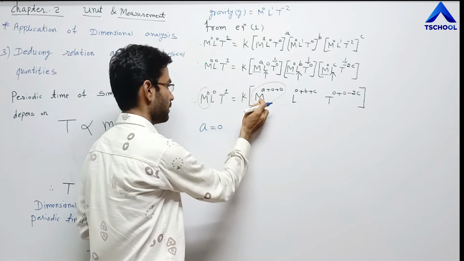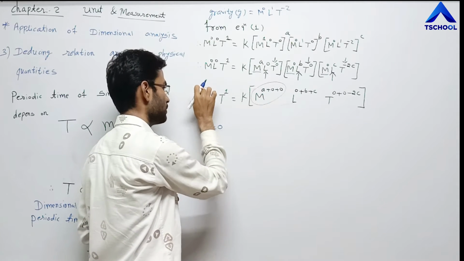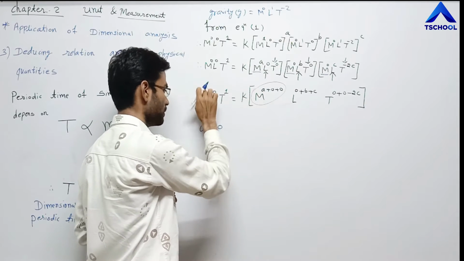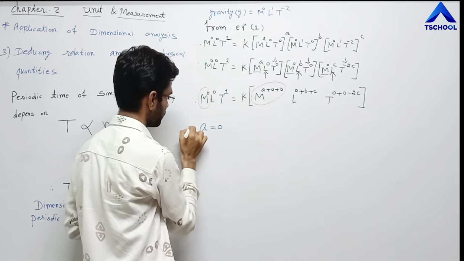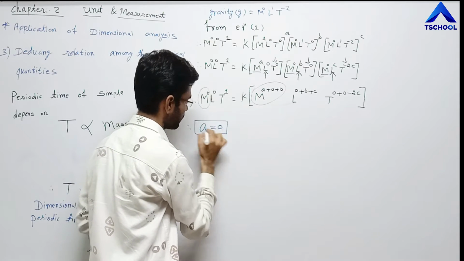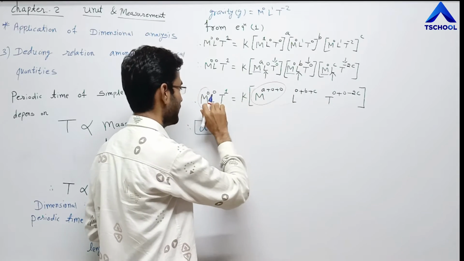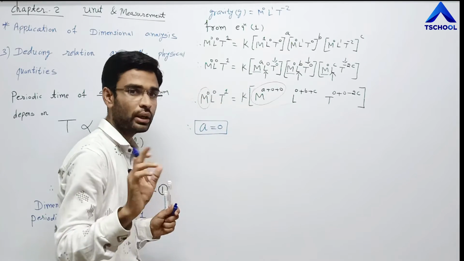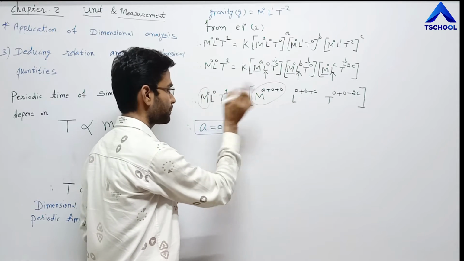Right hand side m power a and left hand side m power 0 means a is equal to 0. Value of a is 0. Now compare power of L, left hand side and right hand side.